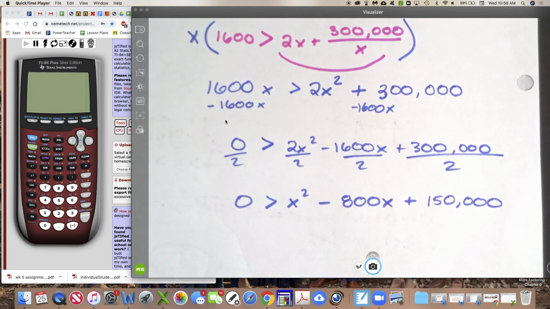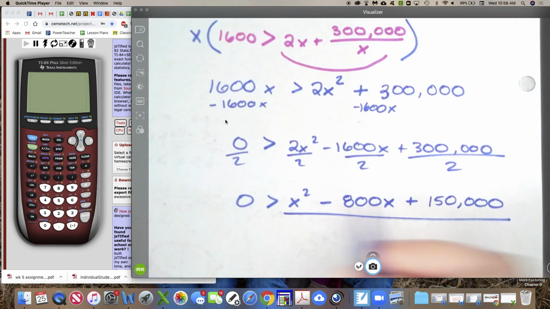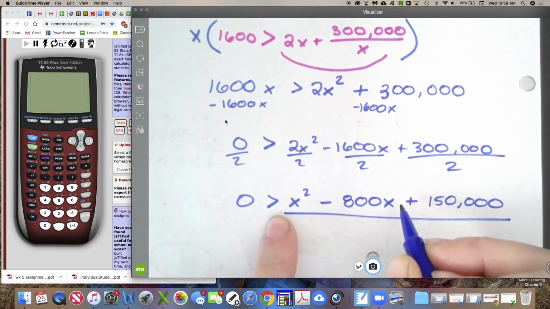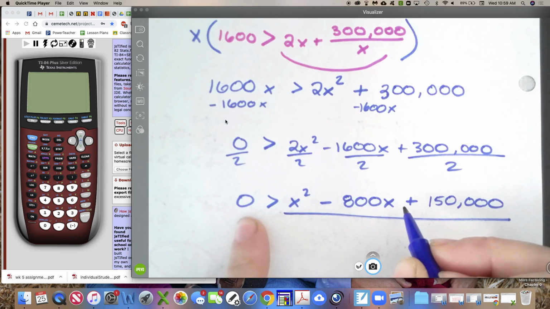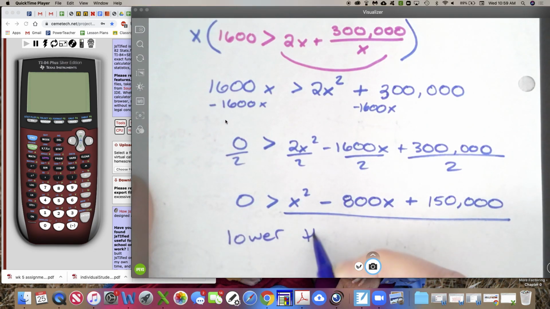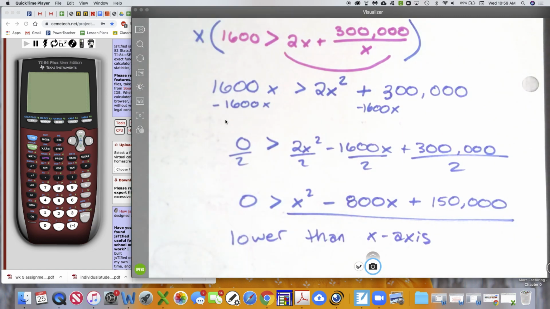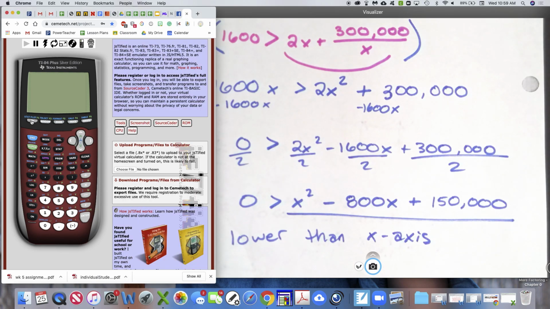Now, I want this thing that I just underlined to be less than 0, right? So what am I looking for on the graph? I'm looking for lower than the x-axis, where the graph of this is below 0. So let's graph it. Plug it into your y equals.